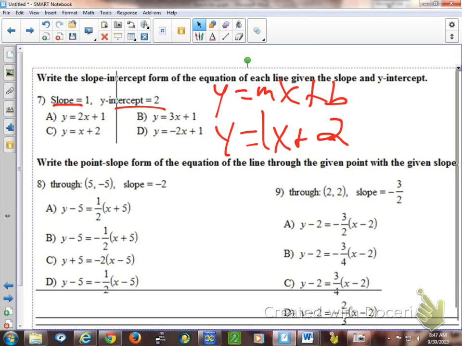Which one is that? C? Slope, intercept. Slope goes next to x. Intercept goes by itself, lonesome.